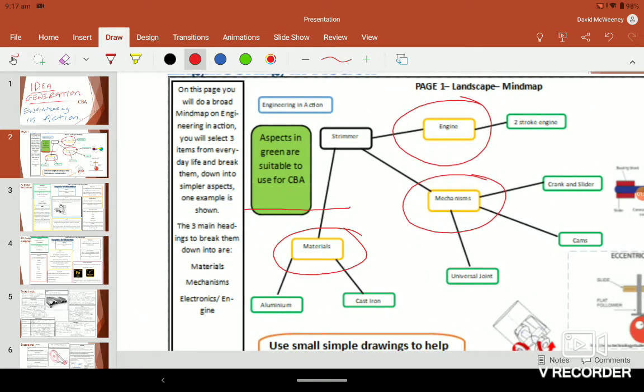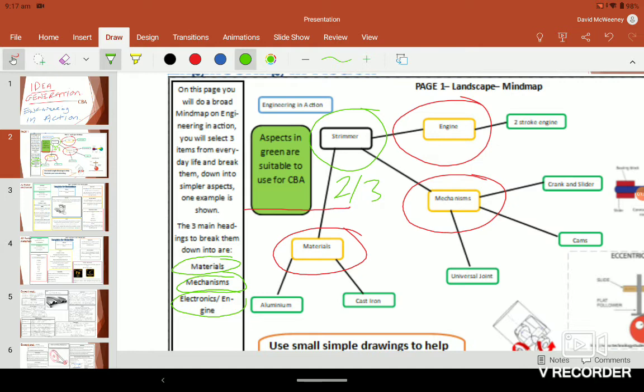so on this page, you'll do a broad mind map of engineering in action. So you'll pick 2 or 3 of these. Okay, 2 or 3. Again, a thorough one would have 3. 2 or 3 of those items in everyday life, and you're going to break them down into those 3 headings. So I have even more headings there, so you can see materials, mechanisms, and electronics, or the engine.